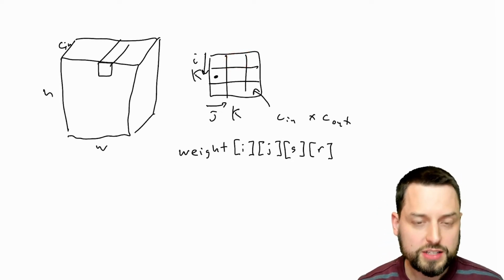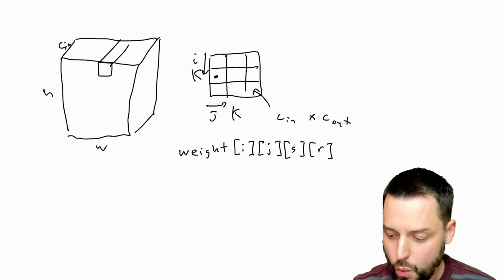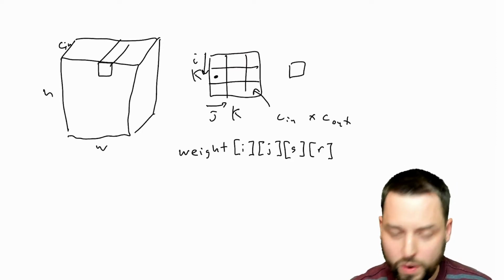That was the way of thinking about it, where each component in our filter was a matrix. All right, so what this means, though, is that if we were to think about the simplest possible case, where our filter was a 1-by-1 filter, right?